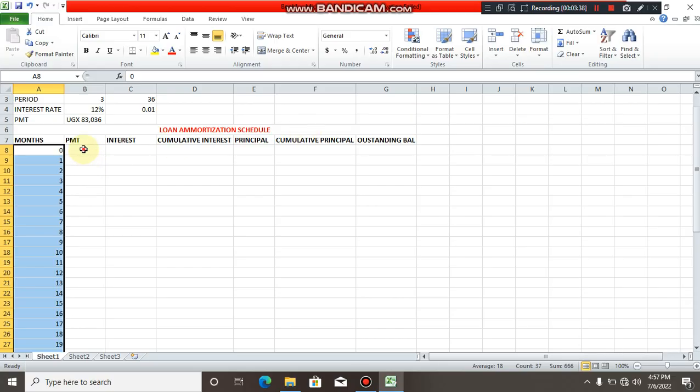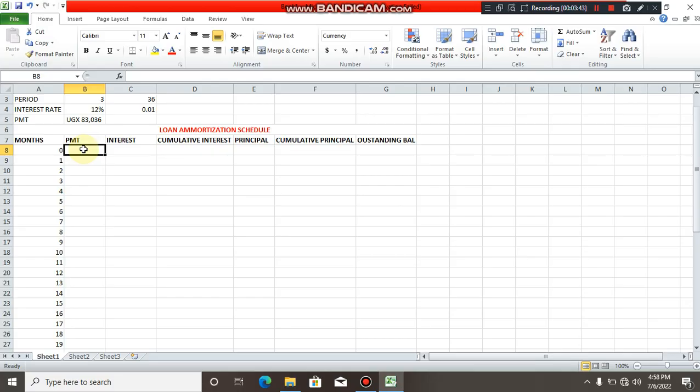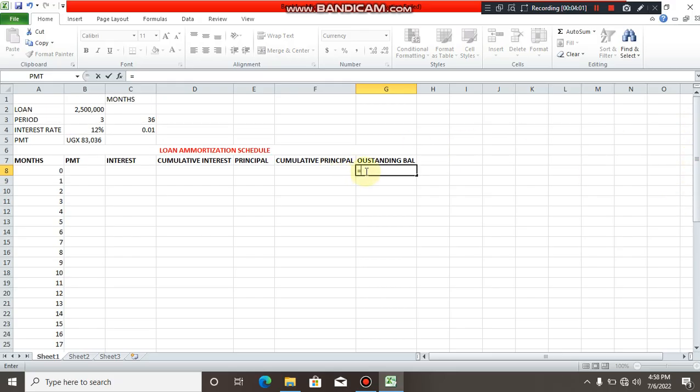So in month 0, you haven't paid anything, that is the period when you have just obtained the loan. There is no interest, no cumulative interest, no principal, no cumulative principal, and the outstanding balance, your loan, still stands. So it's going to be equal sign to the amount of the loan you obtained, which is 2.5. You can type it, or you can use that technique which I've used.